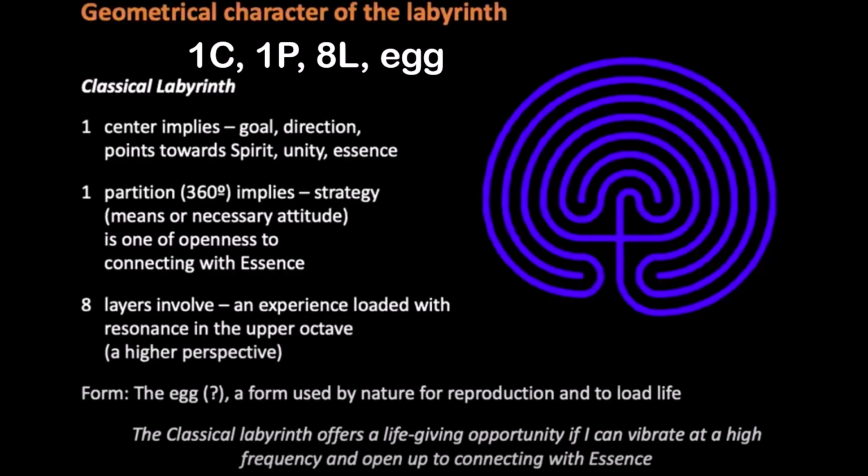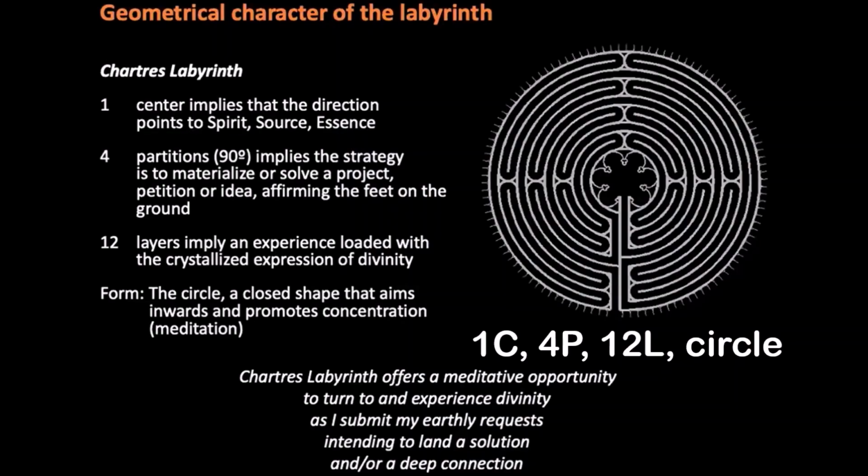He combines number, the three elements, and form to create a descriptive formula of a labyrinth. This classical labyrinth, for example, is one center, one partition, 8 layers, with an egg form, resulting in the following assessment. The classical labyrinth offers a life-giving opportunity if I can vibrate at a high frequency and open up to connecting with essence. Chartres Labyrinth offers a meditative opportunity to turn to and experience divinity as I submit my earthly requests, intending to land a solution and/or a deep connection. How beautiful is that?